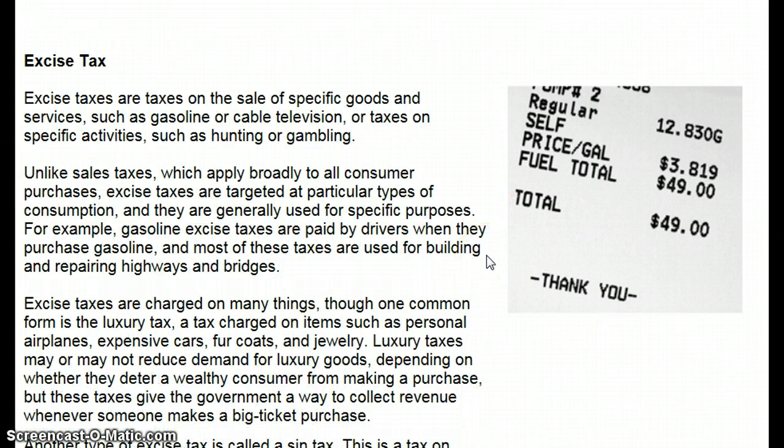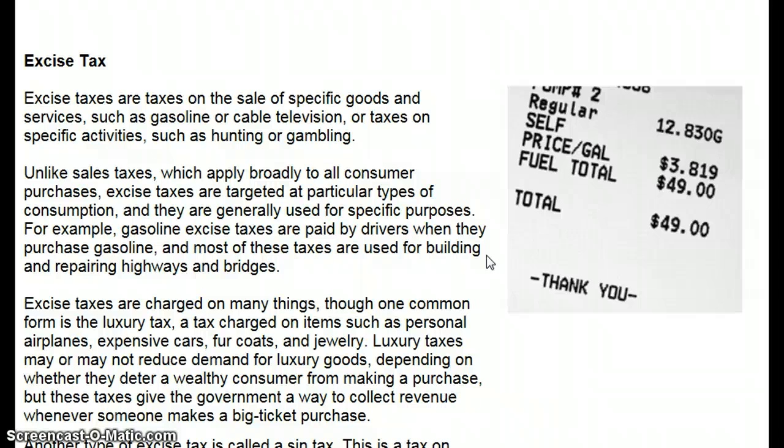Excise tax. Excise taxes are taxes on the sale of specific goods and services, such as gasoline or cable television, or taxes on specific activities, such as hunting or gambling. Unlike sales taxes, which apply broadly to all consumer purchases, excise taxes are targeted at particular types of consumption, and they are generally used for specific purposes.